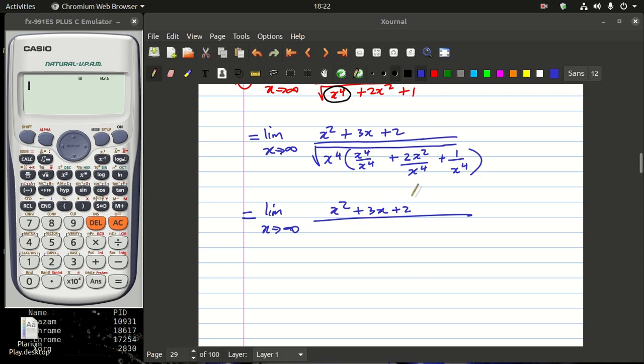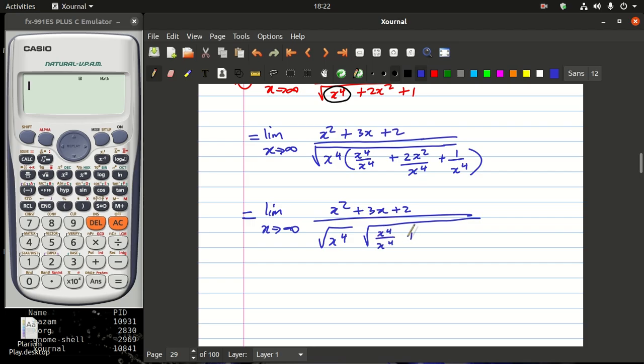So let's look into this now. This whole thing, I know that it is the same as just the square root of x to the power 4 times the square root of x to the power 4 over x to the power 4 plus 2x squared divided by x to the power 4 plus 1 over x to the power 4.